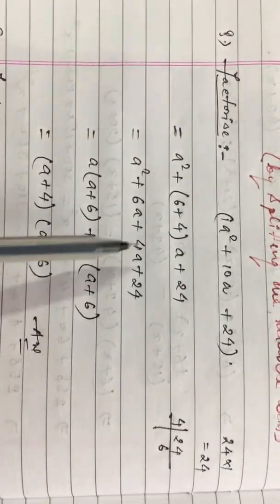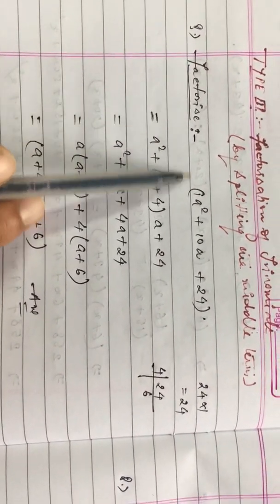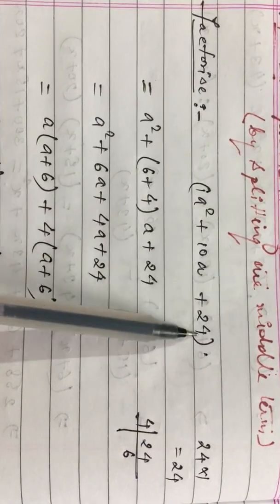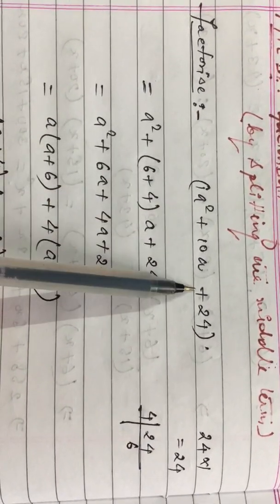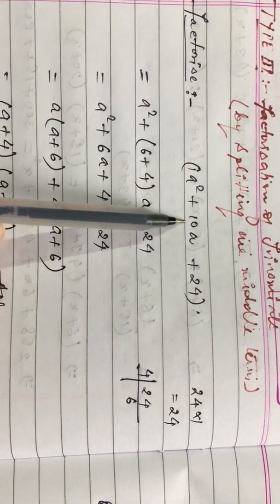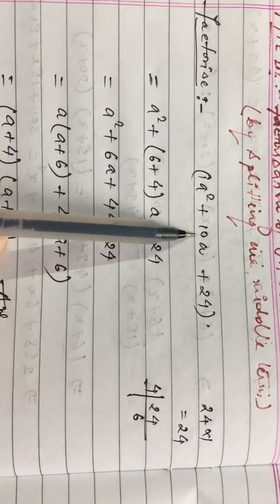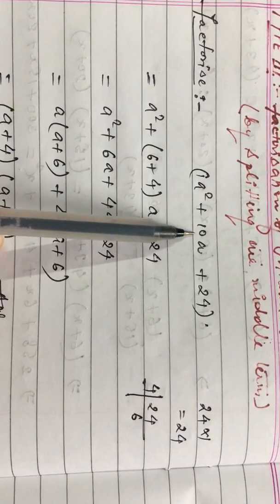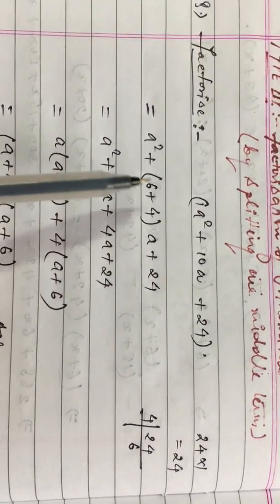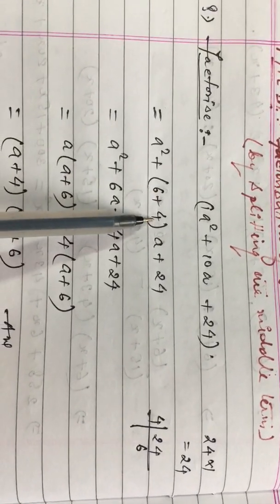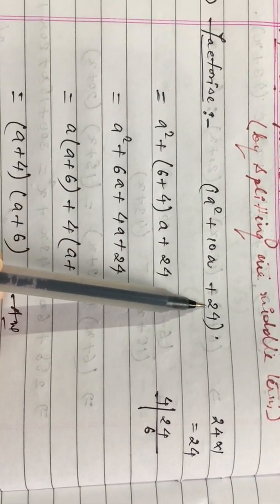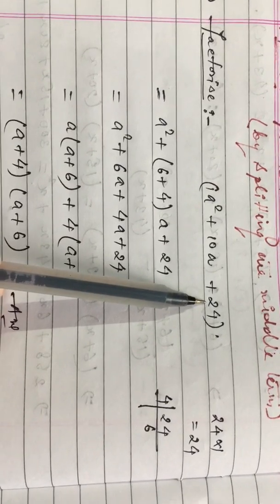Let us see an example. Factorize a square plus 10a plus 24. It is always in three terms, and this is factorization of trinomials. In this case, we have to split the middle term, this 10. We split 10 in such a way that the sum is 10, and the product of those two numbers should be equal to the product of the coefficient of a square and the constant number. So what is the rule for splitting the middle term?